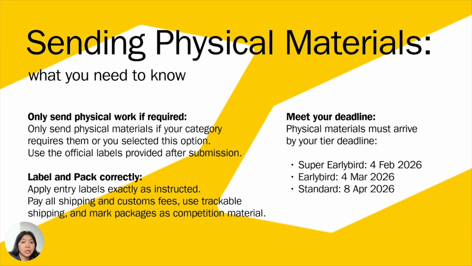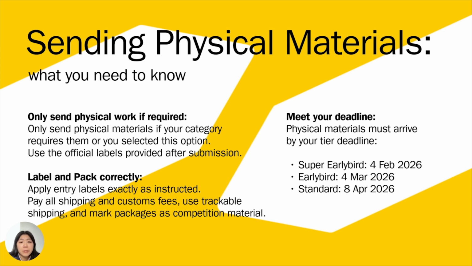For single entries, you receive one label. For series or range entries, you receive multiple labels, one for each execution. So every item must have its own label. This basically helps our team identify your entry when it arrives at our office.